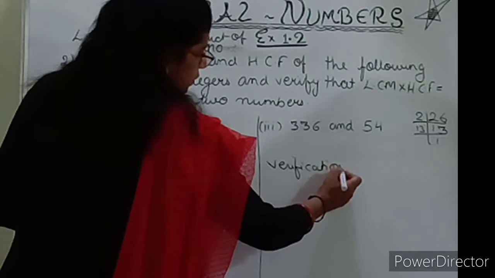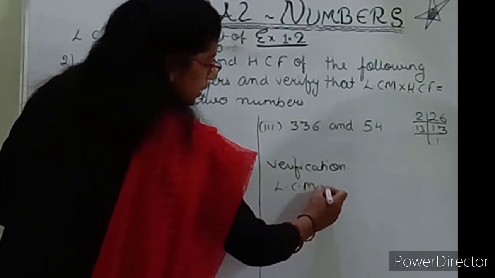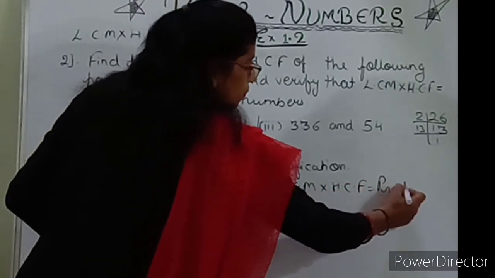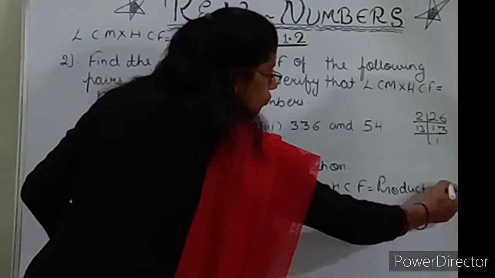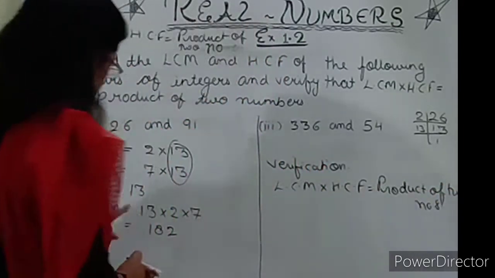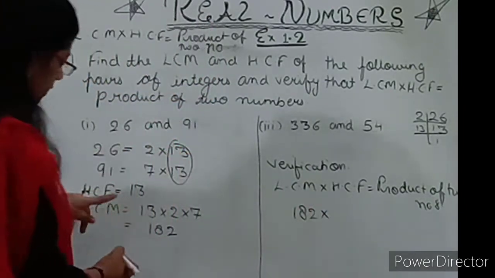Okay, so verification. What is the formula? LCM into HCF is equal to the product of two numbers. Now, what is the LCM we got? 182. What is the HCF? 13.